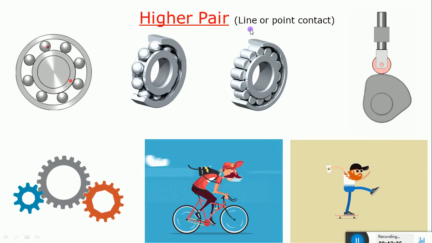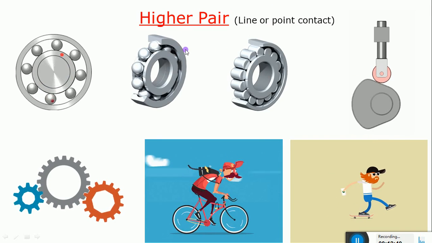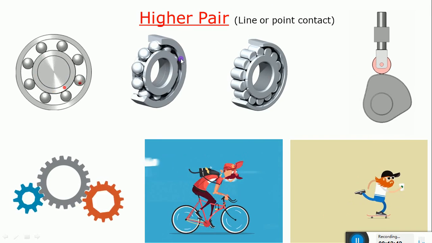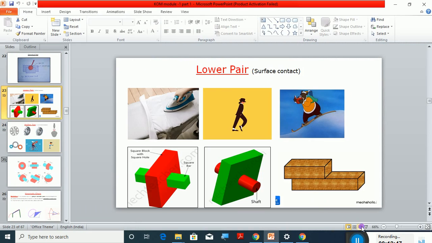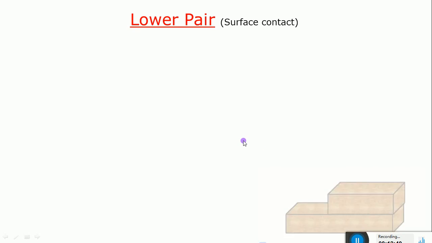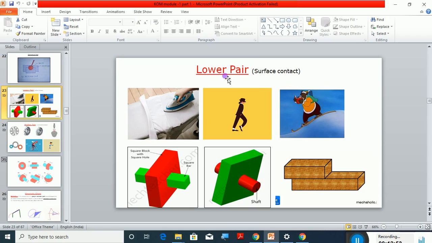Just remember the keyword. If there is a line or point contact, it comes under higher pair. If there is a surface contact like this, it comes under lower pair. I think there is no doubt in this.